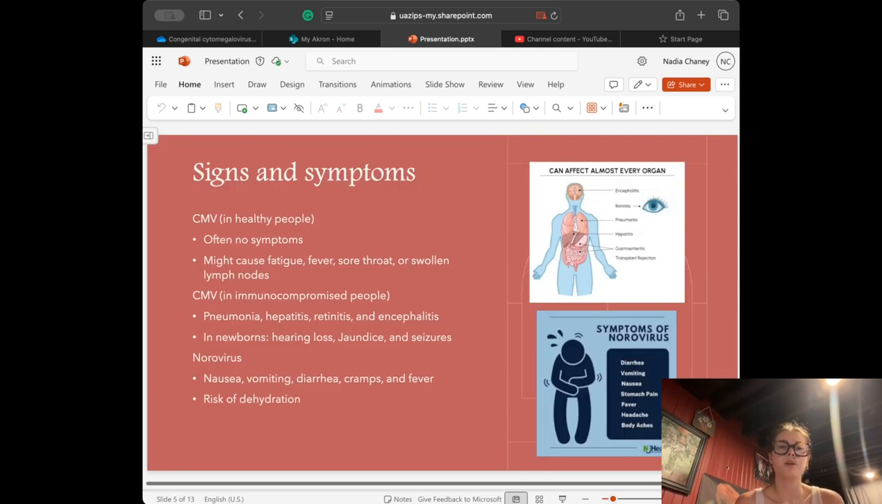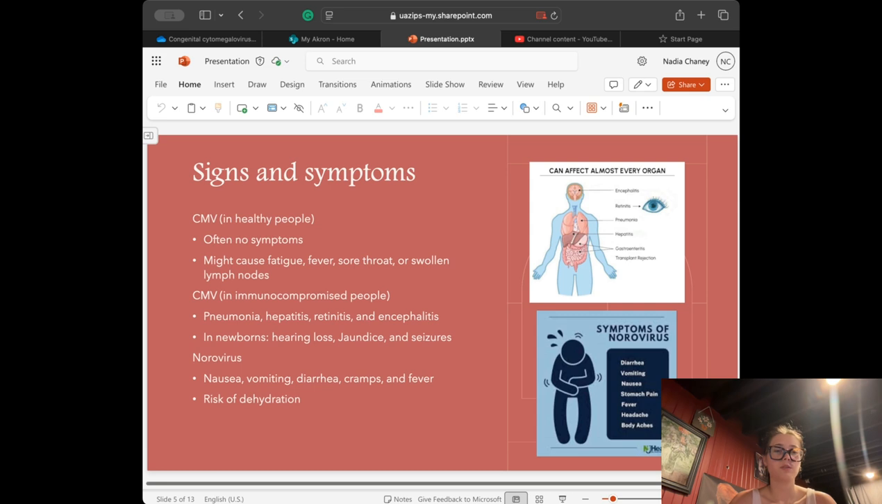So for CMV, some signs in healthy people, there often is just no symptoms in healthy people, but sometimes you could get fatigue, fever, sore throat, or swollen lymph nodes. And then in immunocompromised people, it could develop into pneumonia in the lungs, hepatitis, infection in the liver, retinitis, infection in the eyes, and encephalitis, which is swelling in the brain. And then in newborns, it can cause hearing loss, vision loss, jaundice, and seizures.